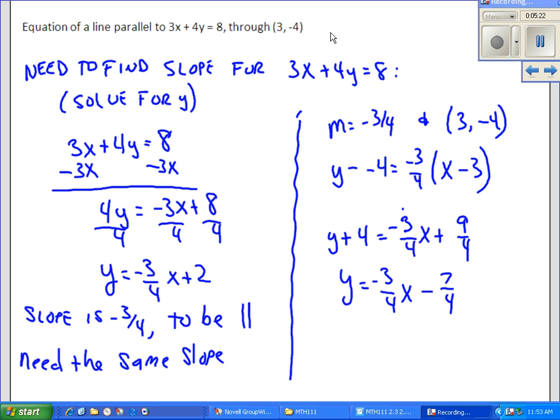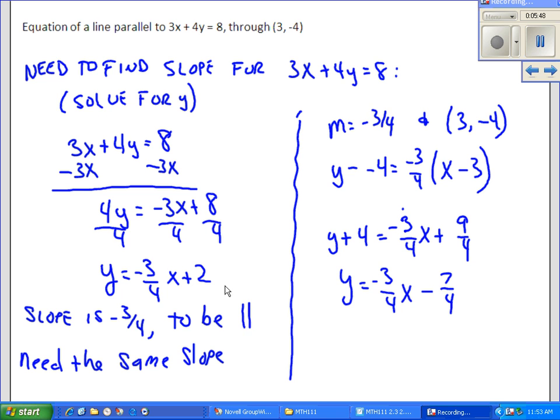And to find an equation of a line parallel to the given line through a point, this one's a little trickier because our line's not in slope-intercept form. So the first thing I'm going to do in order to find the slope is rewrite it in slope-intercept form, which means solving for y. So I can subtract the 3x, divide by 4. So the original line I was given, written in slope-intercept format, is -3/4 x + 2.